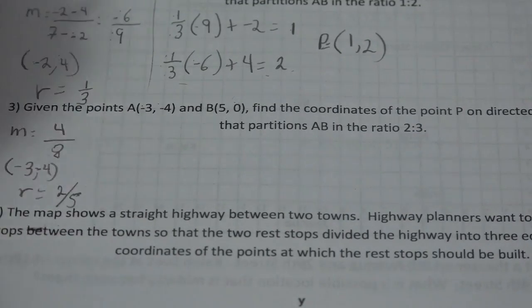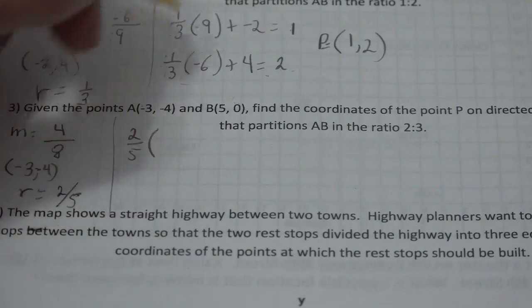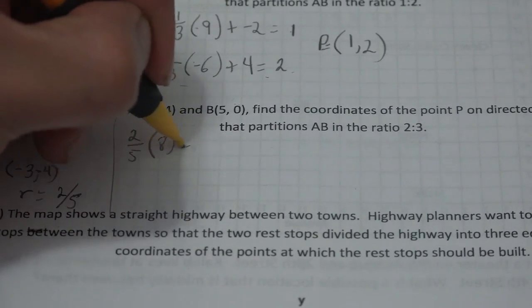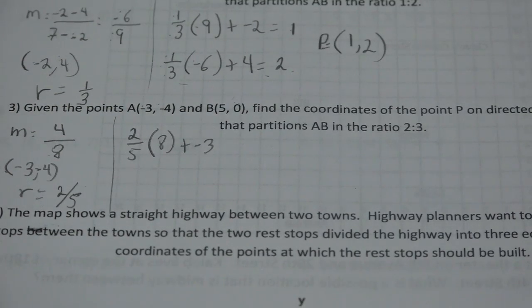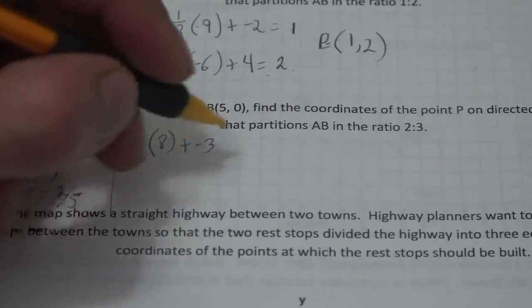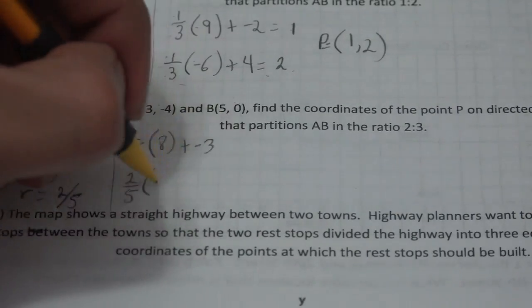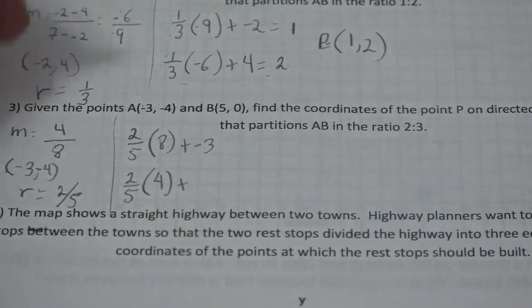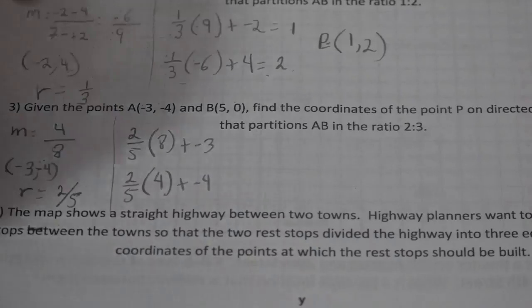Good, my ratio is this. So now I just follow the format. Take my ratio, multiply by the run, and add the x coordinate of my location, sorry. We're talking about the first ordered pair. Then times the rise, plus the y coordinate of the starting point. So in this case it is negative 4.